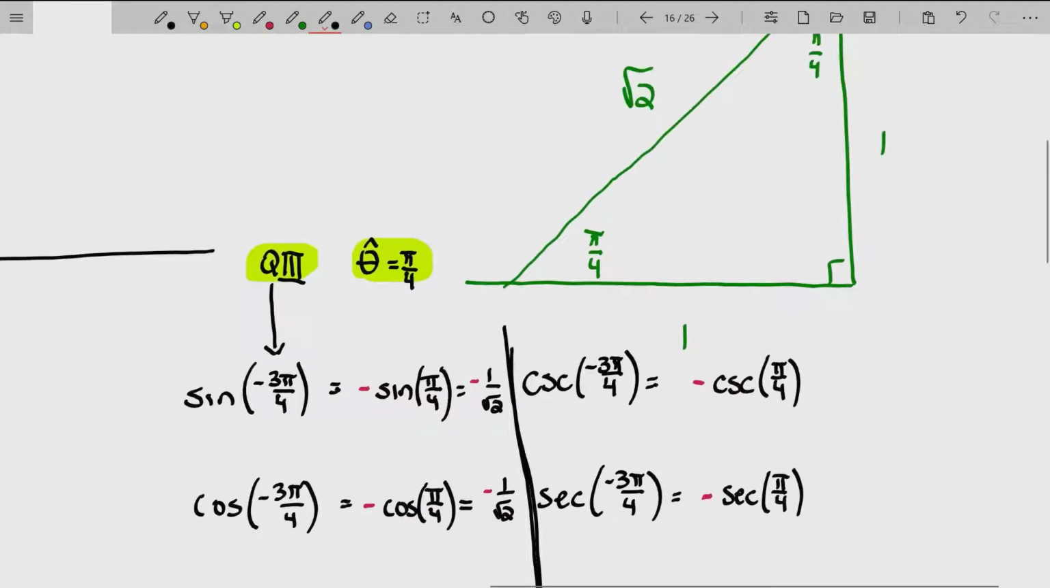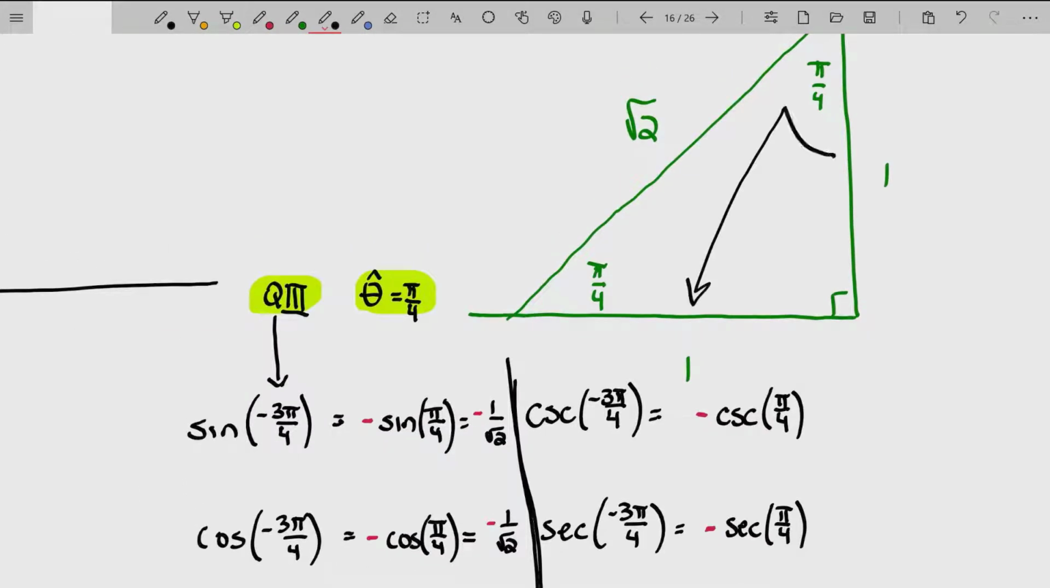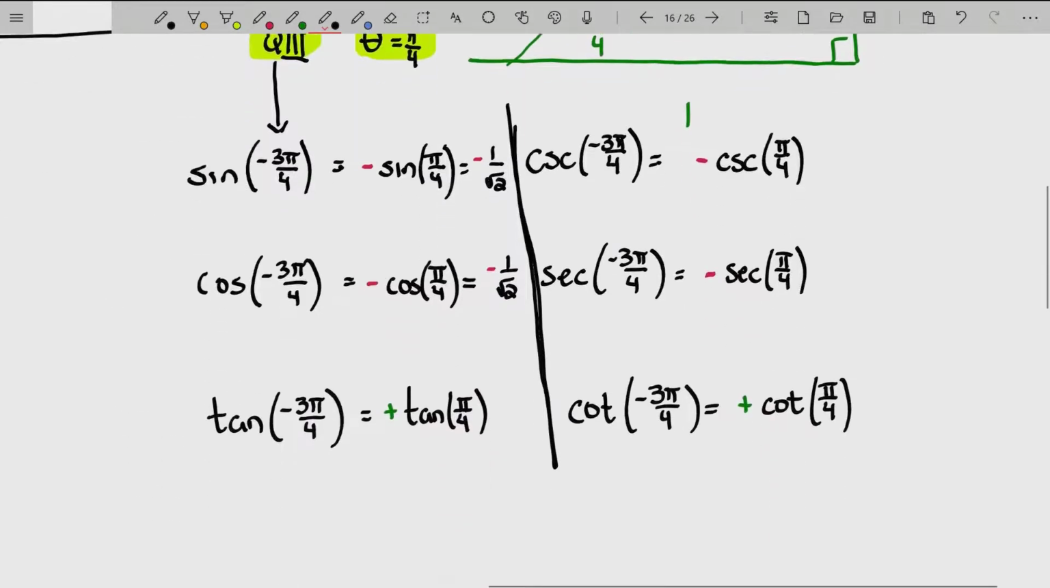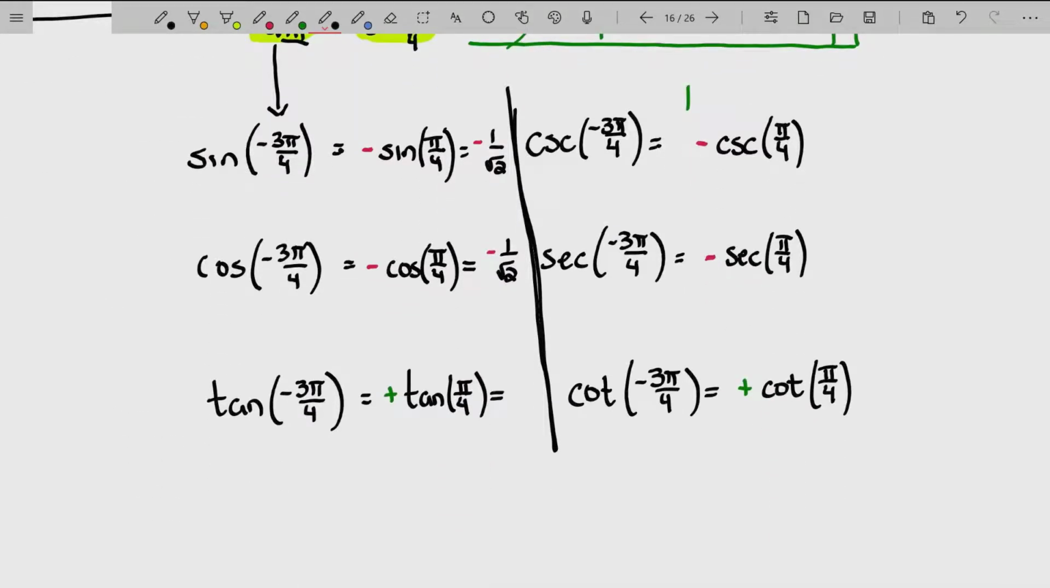The tangent of pi over 4, well, that's opposite over adjacent, 1 over 1. So that is going to be, and remember, tangent's positive in quadrant 3, just a regular old 1. And now the reciprocals, I could just flip things over, right? So the cosecant is going to be negative root 2 because the sine is negative 1 over root 2. The secant is going to be negative root 2 because, again, the cosine is negative 1 over root 2. And then the cotangent is going to be 1 because the tangent is 1.